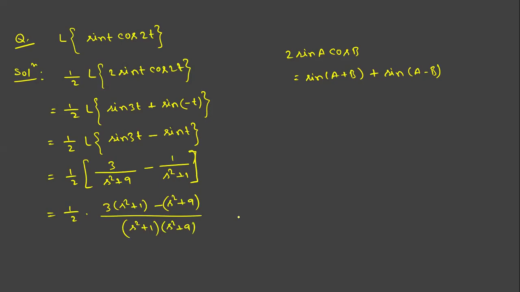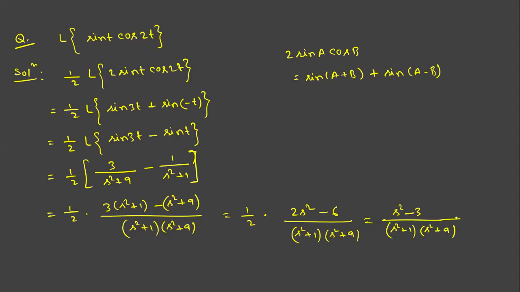So you are getting half into, the numerator will be 2s square plus 3 minus 9, that means minus 6, divided by (s square plus 1) into (s square plus 9). 2 is common and 2 cancel, so you are getting s square minus 3 divided by (s square plus 1) into (s square plus 9).